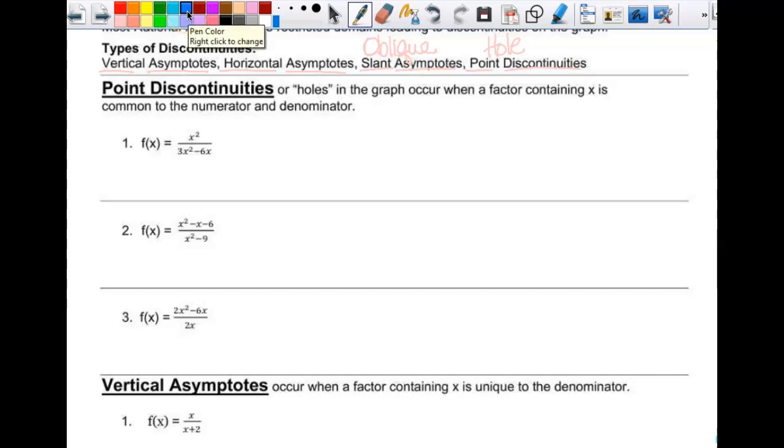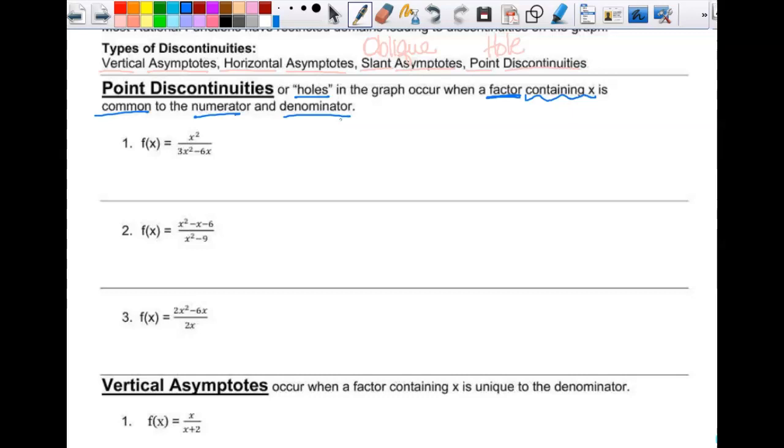Okay. So to start with, our point discontinuities, or our holes in the graph, occur when a factor, like an x plus 2 or something, containing x is common to the numerator and denominator. So you have the same factor in the numerator and denominator, which means that we can actually cancel it out.